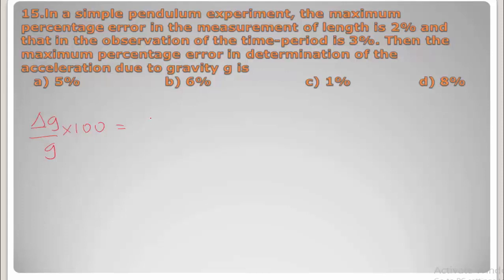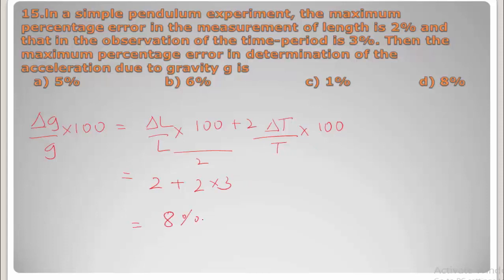So already we know that delta G by G into 100 is equal to delta L by L into 100 plus 2 delta T by T into 100. So this value is 2 plus 2 into 3. So the final answer is 8%. So the option D is the answer.